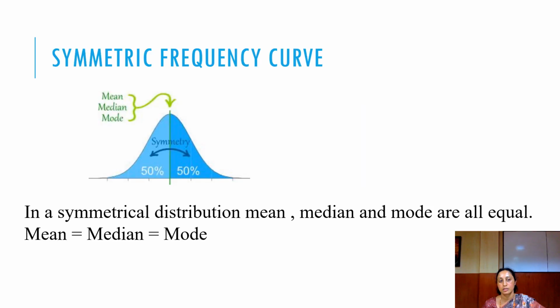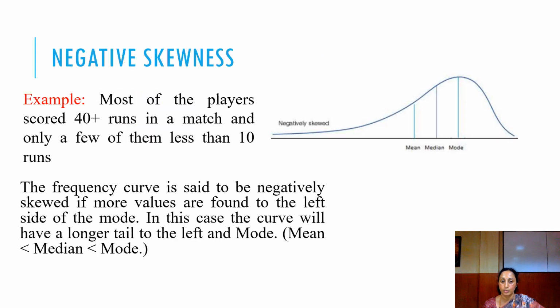In this video, let us understand about skewness. In a symmetrical distribution, mean, median and mode are all equal. If they are not equal, then there exists a skewness. There are two kinds of skewness. One is called positive skewness and the other is negative skewness.